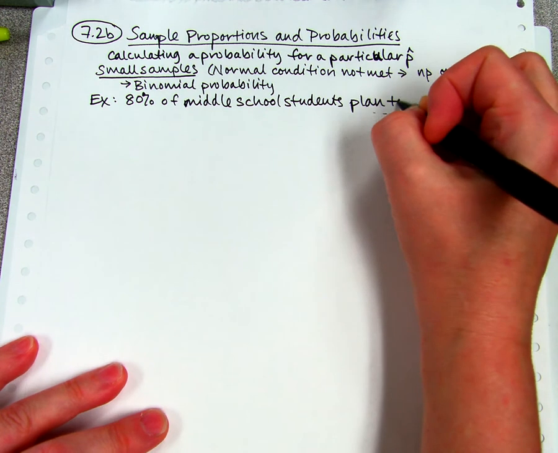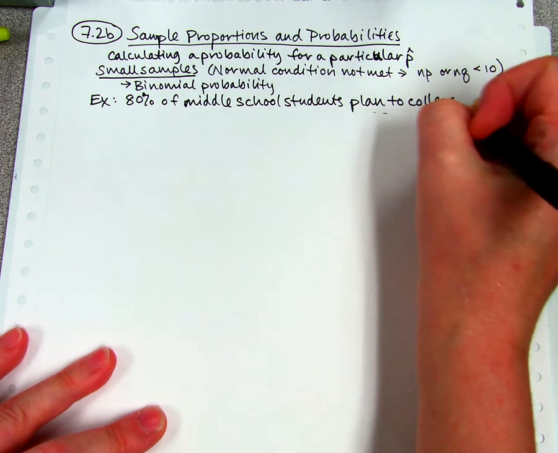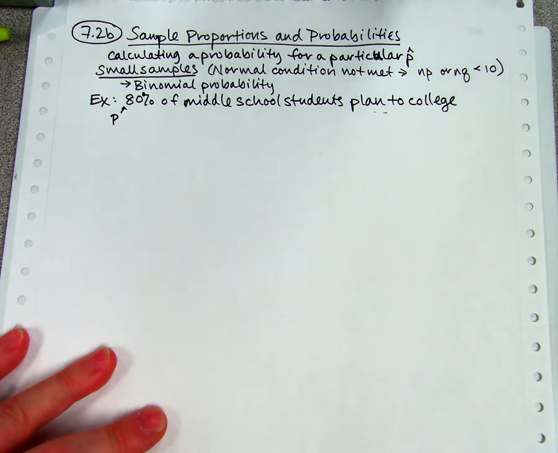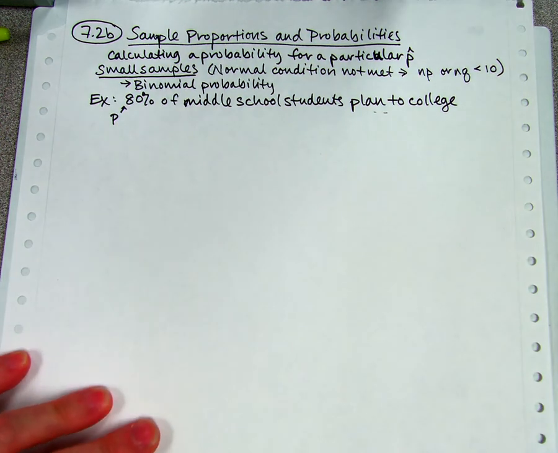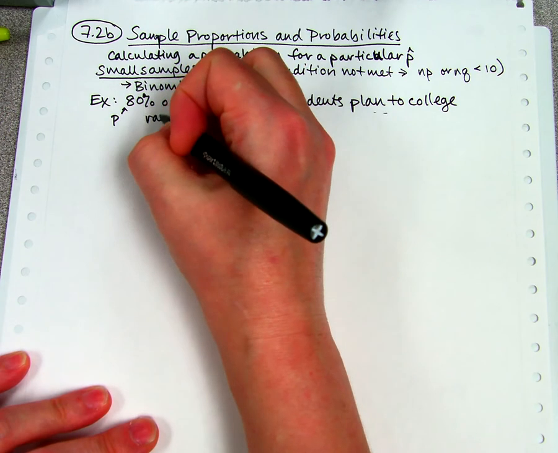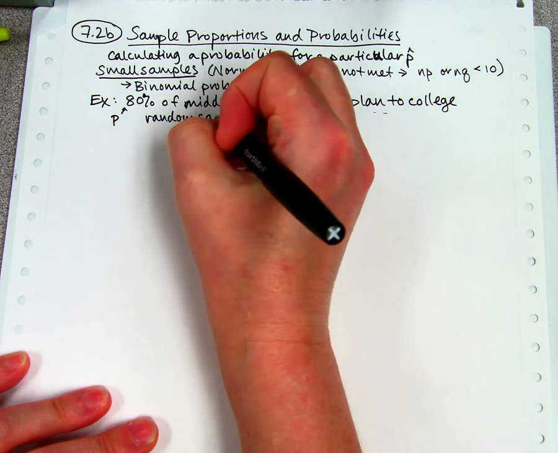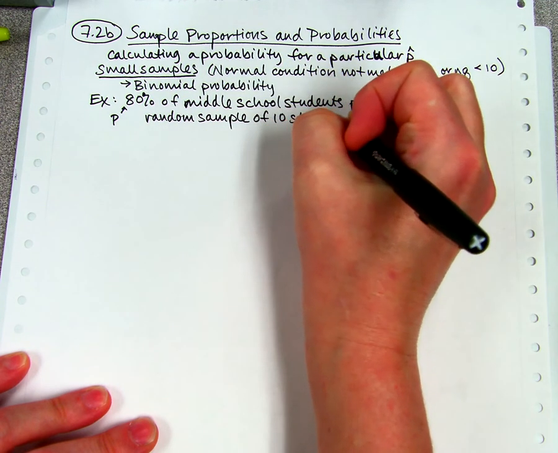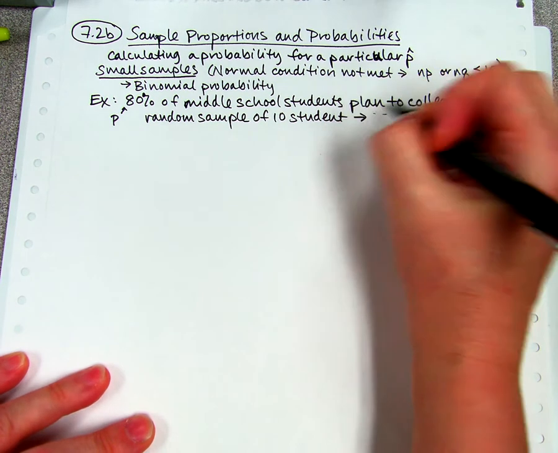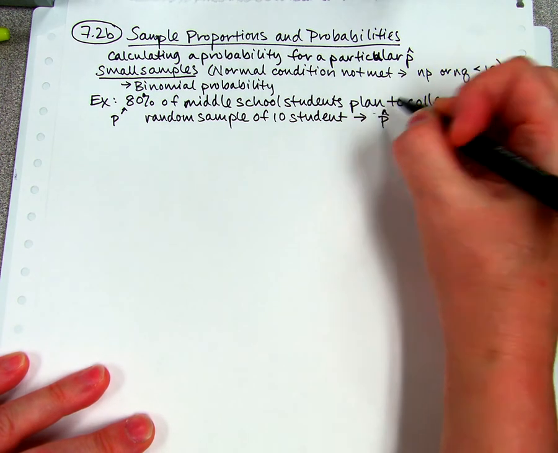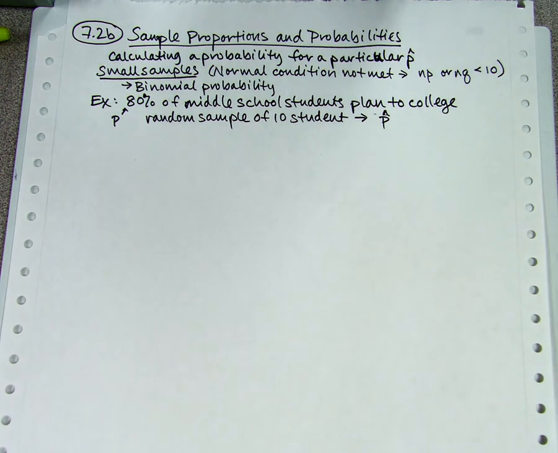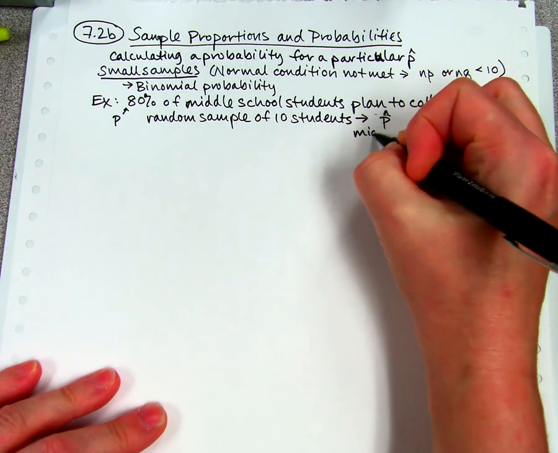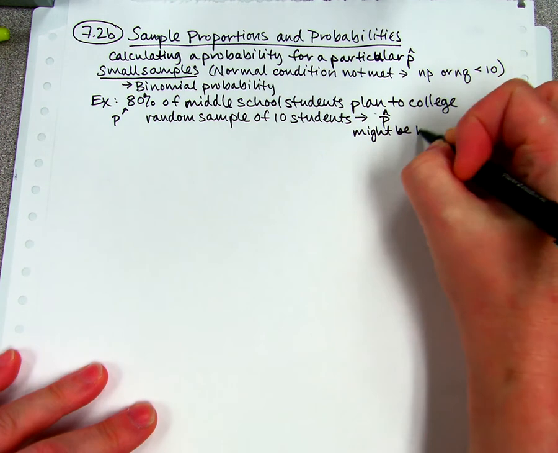Now let's say that's the population value. So this is p without the hat because it's the population value, it's the parameter. And I take a random sample of 10 students from this population, and I ask them, do you plan to go to college? And I find a p-hat value. P-hat, remember, is the proportion of the sample, the proportion of those 10 students who are planning to go to college, and it might not be the same as 80%. So this might be higher or lower than 80%, and I'm okay with that.